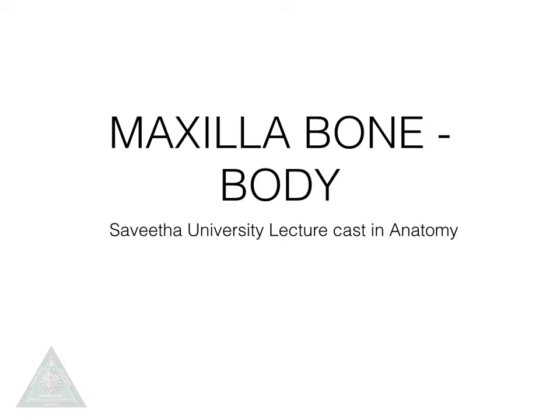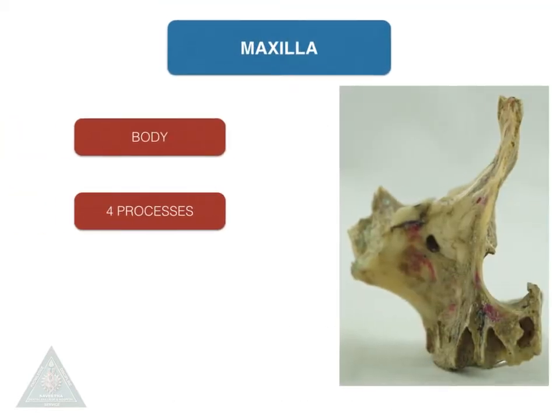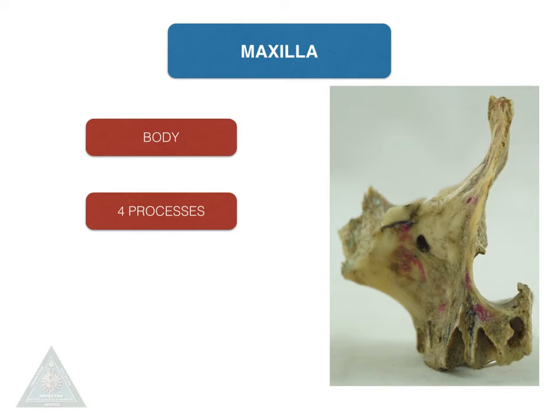We're going to learn about the maxillary bone, the body of the maxilla. The maxilla is a pneumatic irregular bone which forms the upper jaw. It has two parts, a body and four processes.